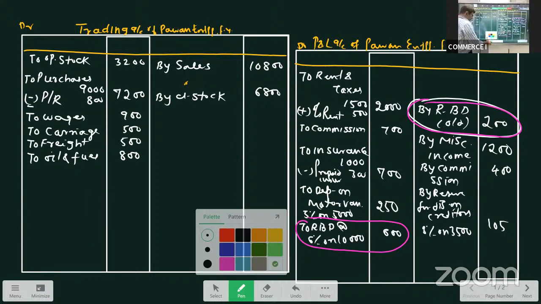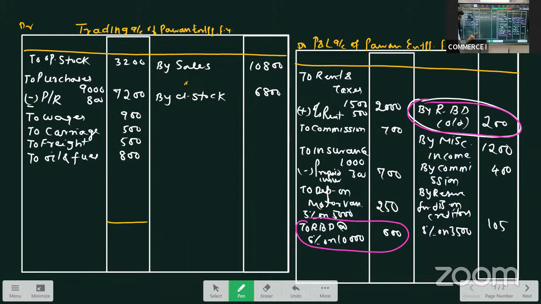Right? Now we are done with all the items related to the trading account and P&L account, from the trial balance as well as from the adjustments. Now let us close and see what the results of these two accounts are.